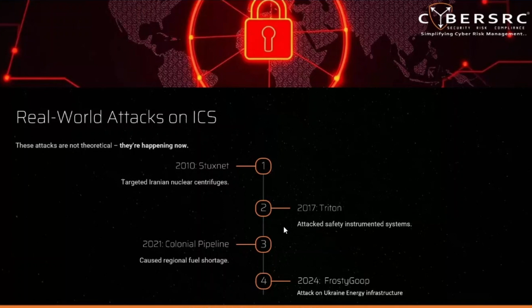Now, the 2021 Colonial Pipeline ransomware attack. Colonial Pipeline was a major organization in the United States. So, what happened? The DarkSide group installed ransomware on the IT systems, prompting the company to proactively shut down the pipeline operations. This disrupted the fuel supply on the East Coast for nearly a week, causing shortages and public panic.